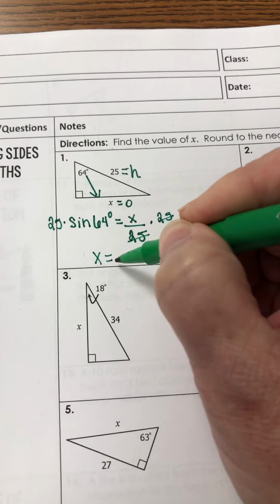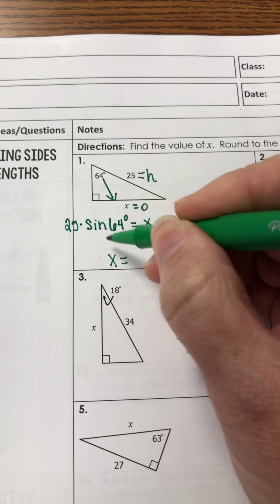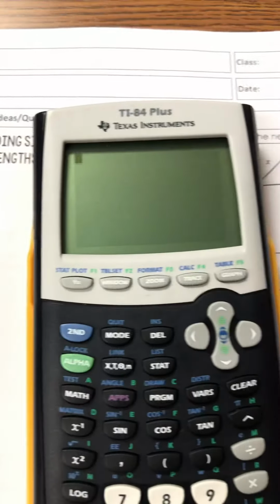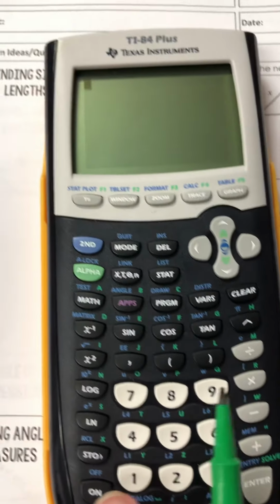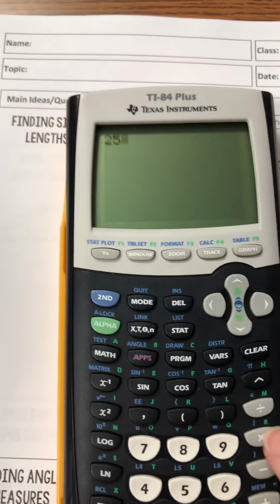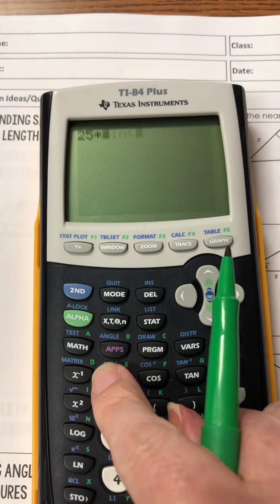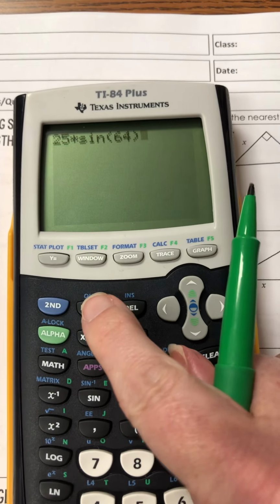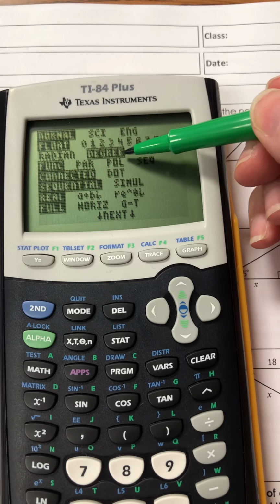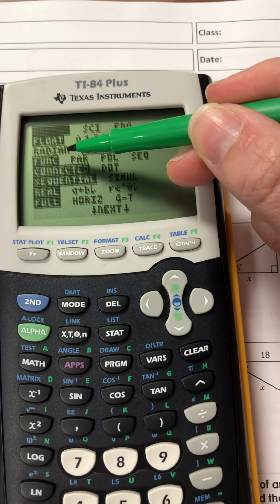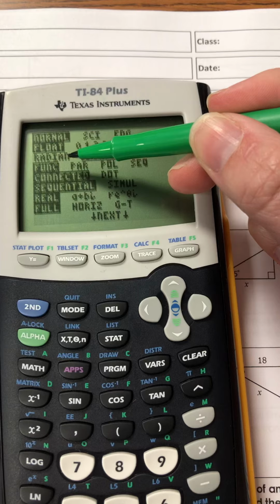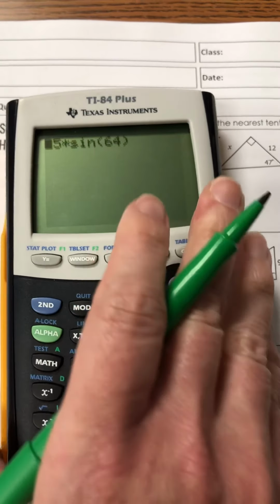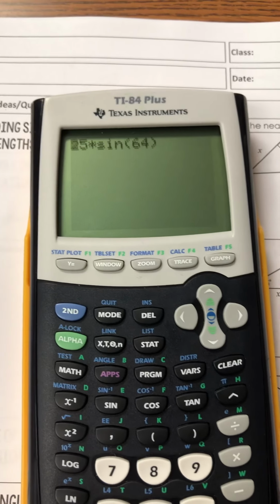Now to figure out what x is, I'm going to multiply 25 times the sine of 64 degrees. When you're using a calculator and you're finding degrees and you punch in 25 times the sine of 64 degrees, make sure your calculator is in degree mode. So mode, and then you'll see right here you've got degrees and radians. We'll be talking about radians later on, but for now, make sure your calculator is in degree mode. So second and quit. So 25 times the sine of 64 degrees.